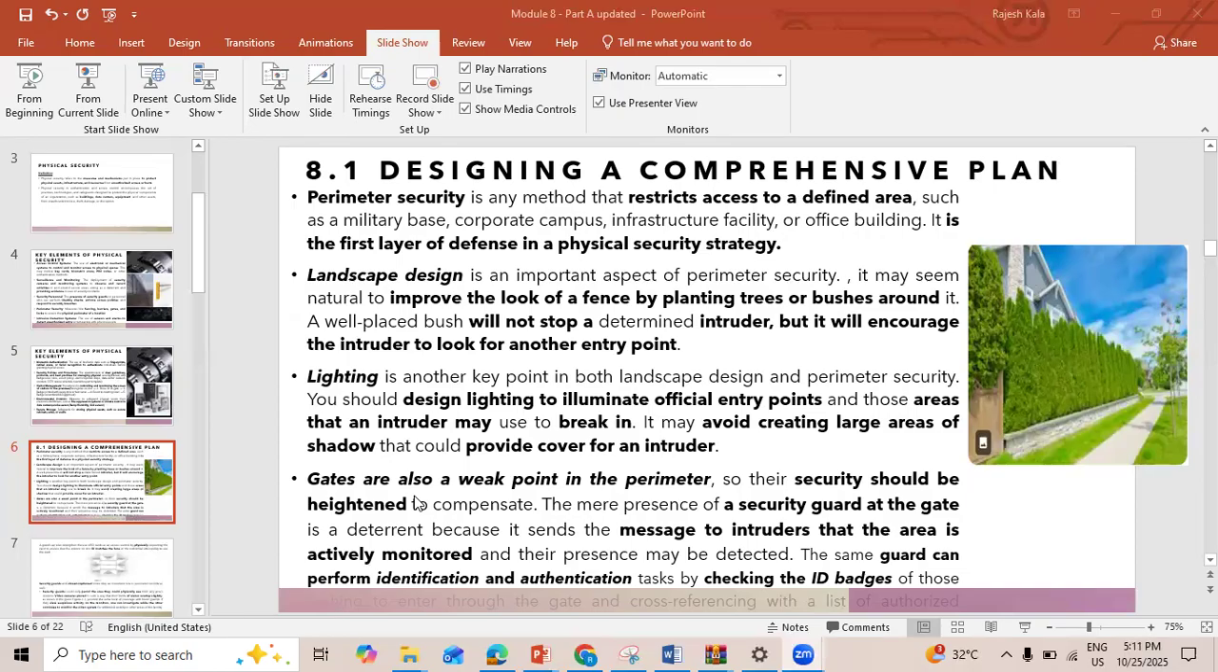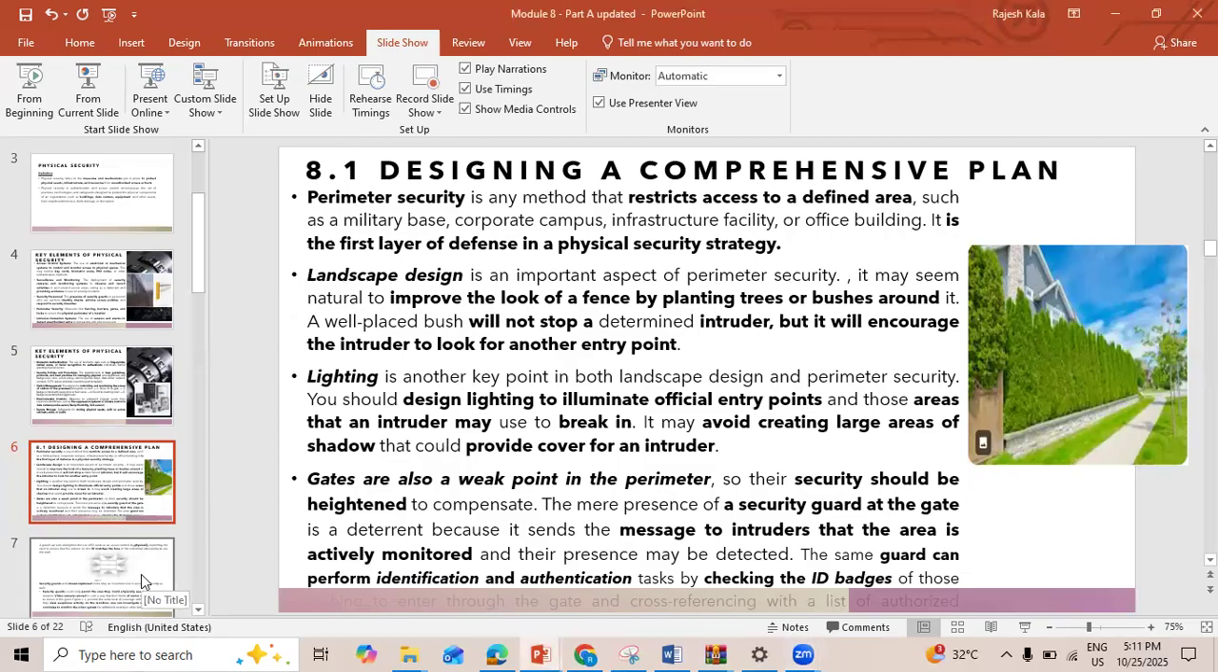By seeing the security guard, the attacker will not choose that path. He will go for some other path because the security guard will ask for the ID card. If the ID card is not given, it will be taken as a security problem. So the intruder will find some other way because he is always monitoring what's going on. So gates also should be protected. That gate entry should be protected by a security guard or a security camera.